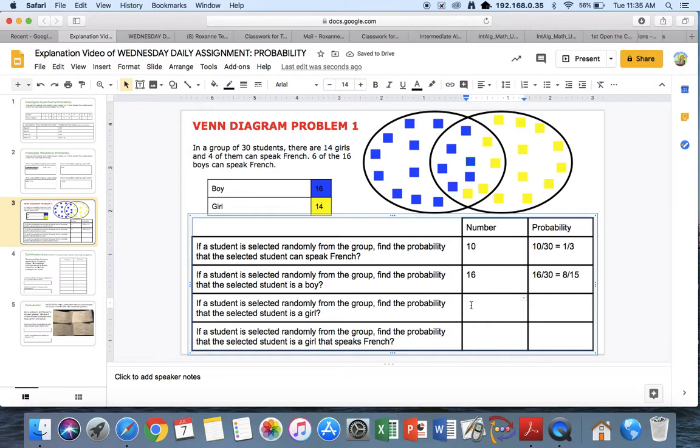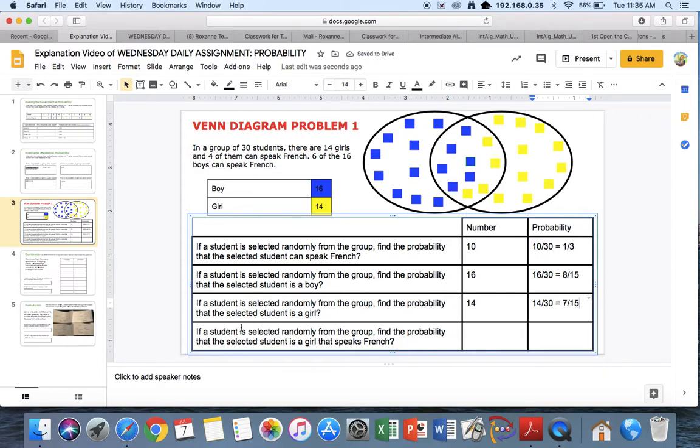If a student is selected at random, find the probability this selected is a girl. So the girls are the yellow, so we have 14 of them. So we're going to put 14 in here, and 14 out of 30. This also can be reduced by dividing by 2, so we get 7 out of 15.